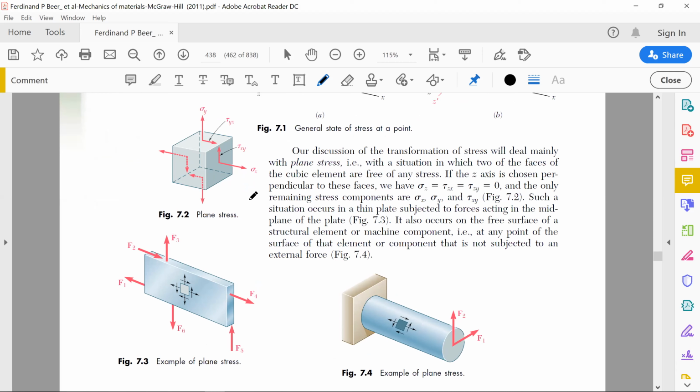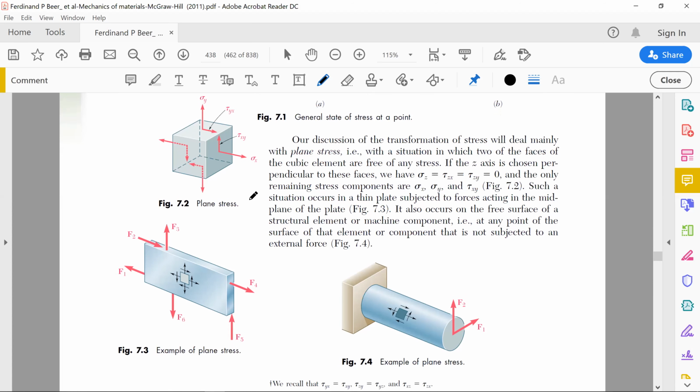Or the 2D state of stress, or the plane stress, because in a plane we involve 2 axes, x and y. So this is the xy plane. So these are the plane stresses. This is no more the general state of stress. The general state of stress in figure 7.1 has a total of 6 types of stresses. Now we have only 3 types of stresses: sigma x, sigma y, and tau xy, right?